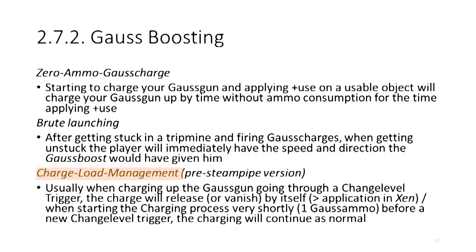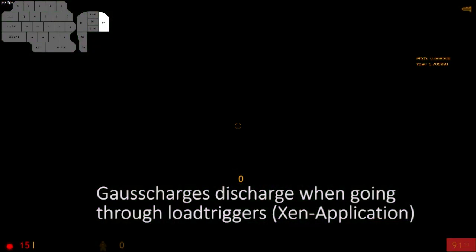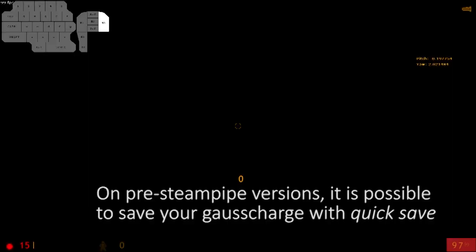Charge load management refers to the problem that it is not possible to pass change level triggers with Gauss charges. On pre-Steam Pipe versions, however, it is possible to save Gauss charges and load back to them.